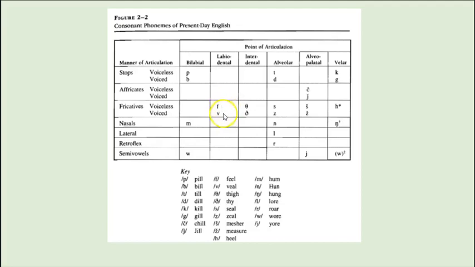So, but we have f versus v, th versus the, which again in English these are allophones, but in other languages these are different phonemes, th and the. S versus z, sh versus zh, and h. Then we have the nasal sounds of n, and again, we only find at the end of words in English. A lateral alveolar L versus a retroflex alveolar R.